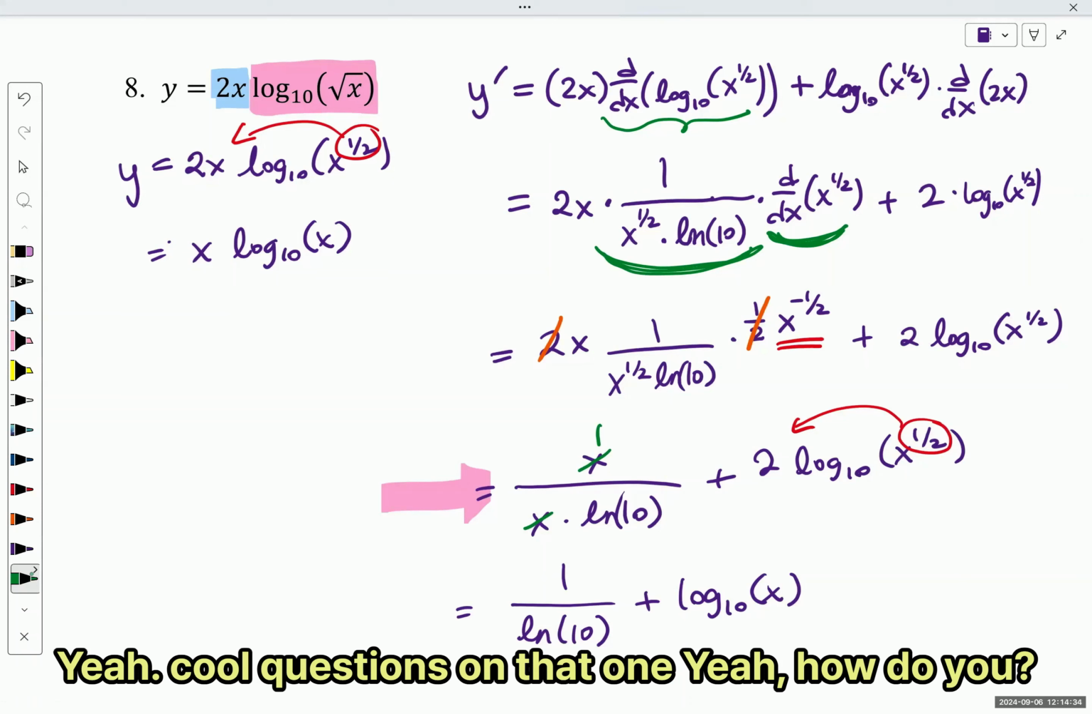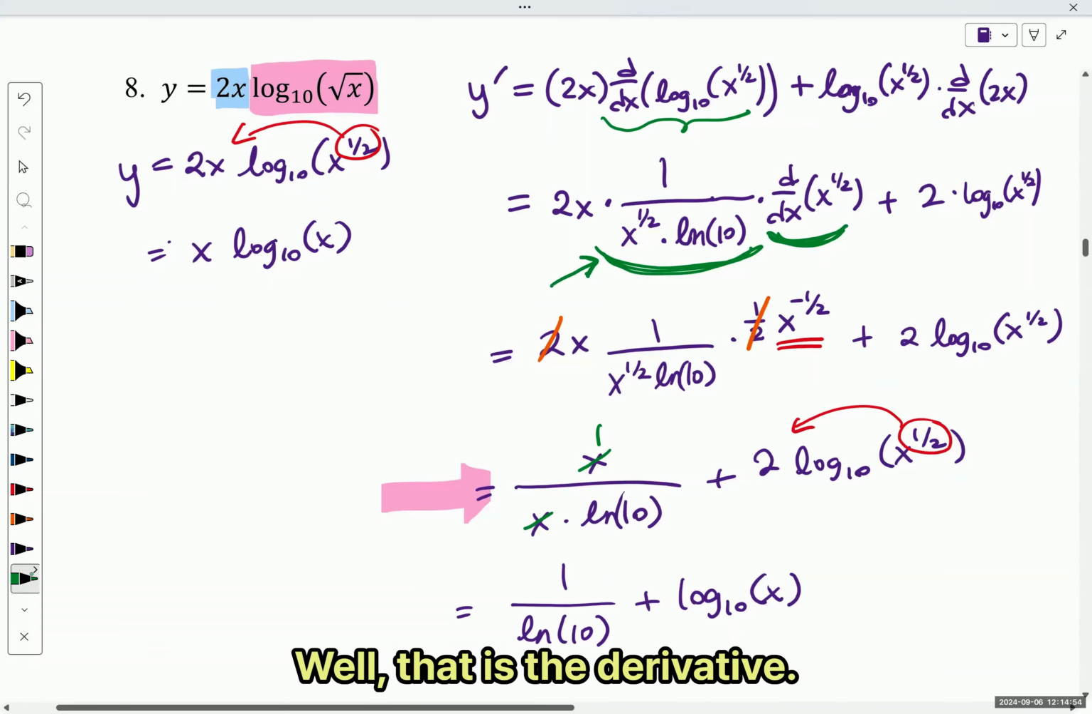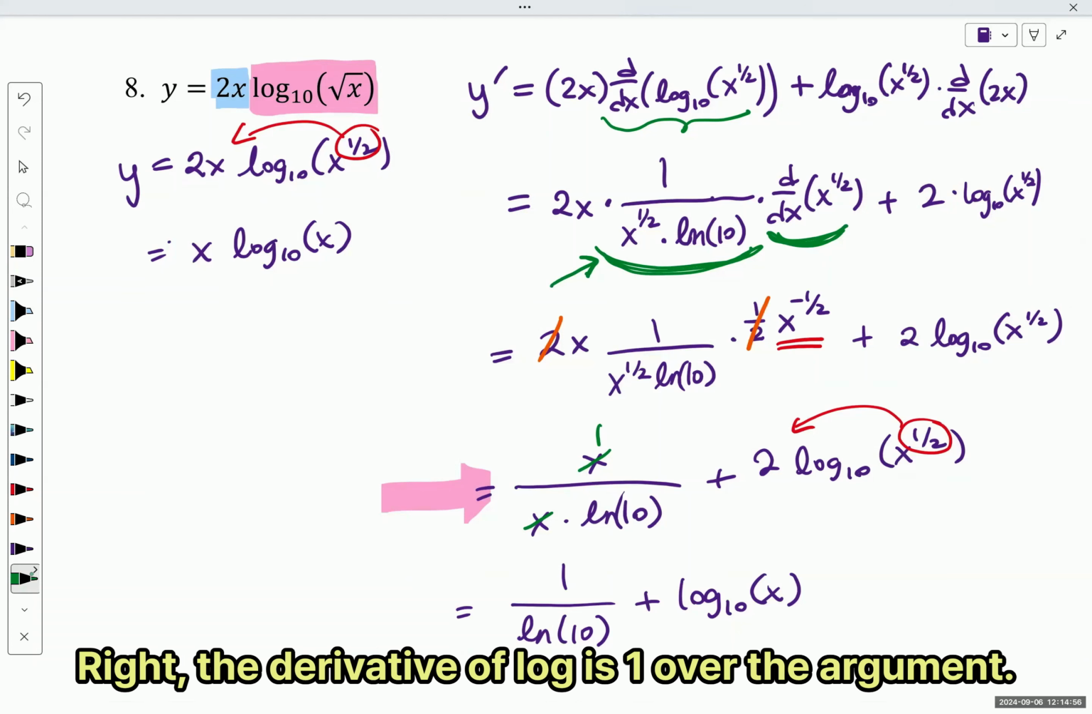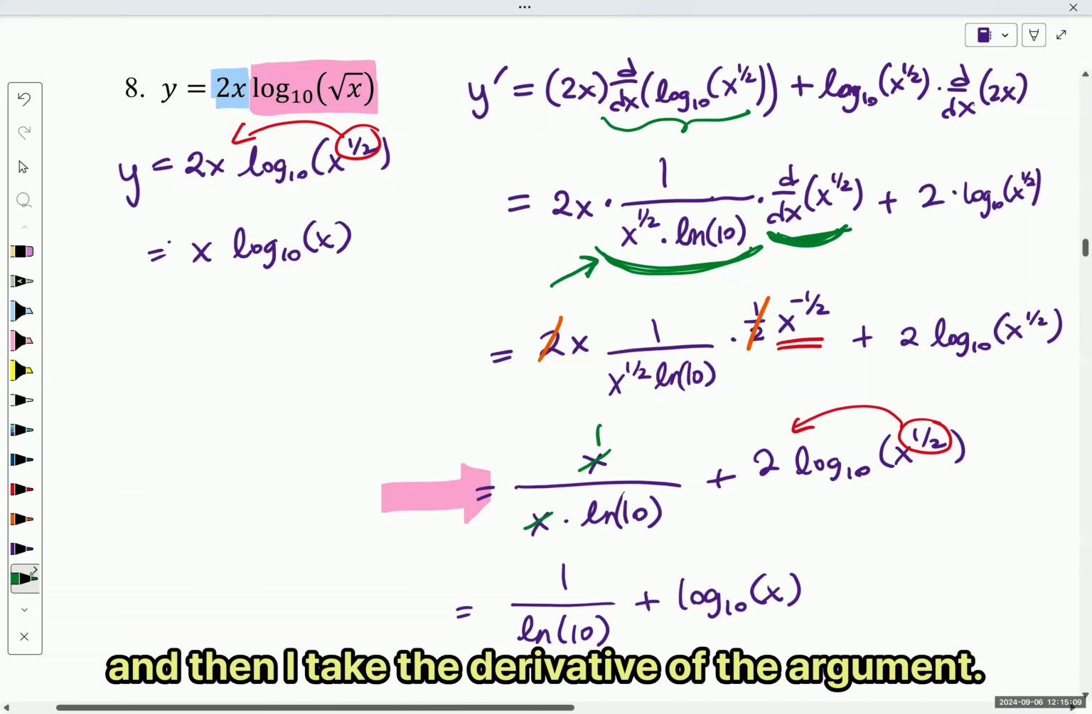So how do you, what happened to, why didn't you keep the chain rule on denominator x to the power of 2 and then the natural log 10? You're talking about this part right here? Yeah. Well, that is the derivative, right? The derivative of log is 1 over the argument. So I've got to keep the x to the 1/2 there. Multiply by natural log 10. And then I take the derivative of the argument.